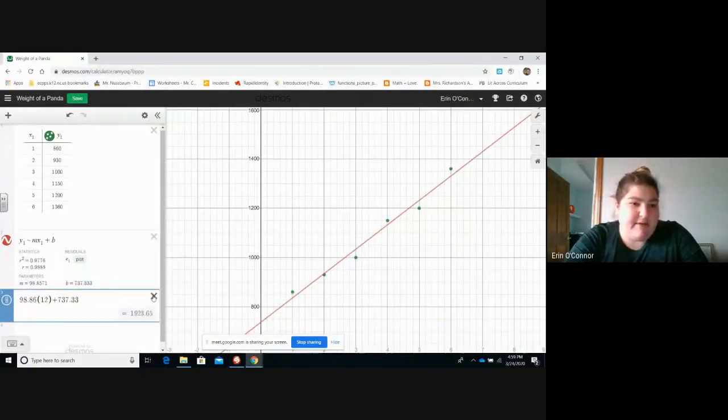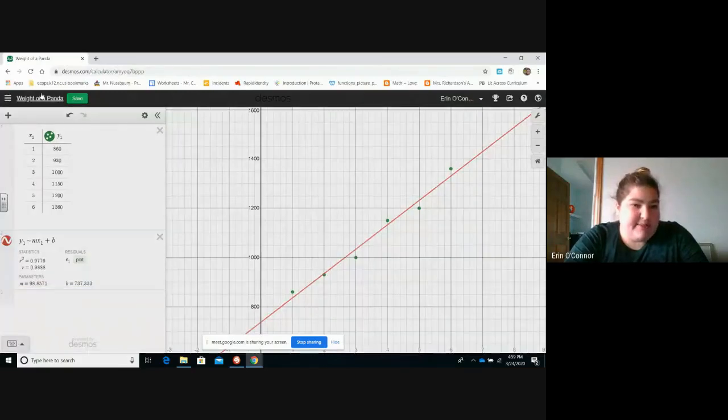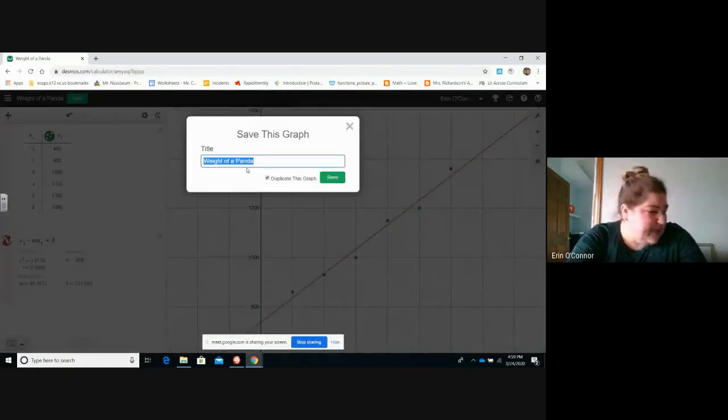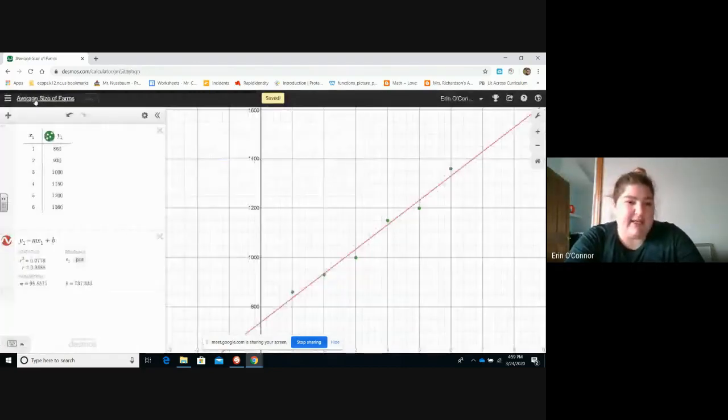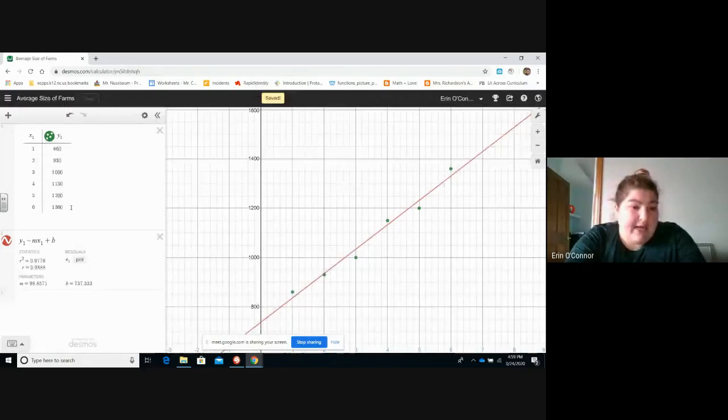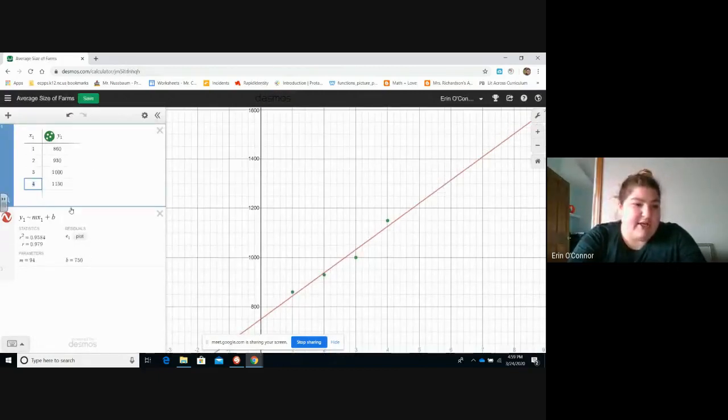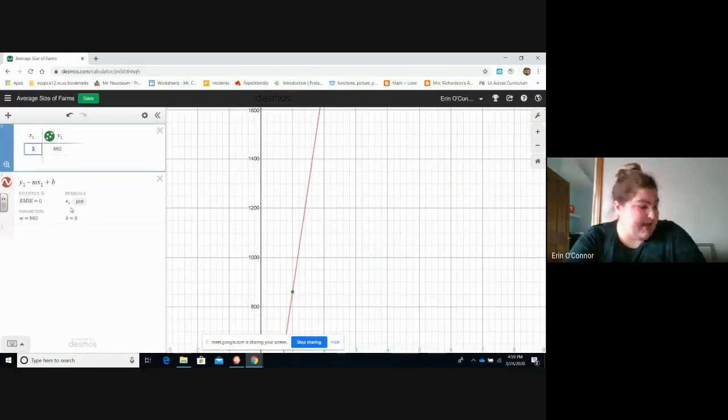I'm going to get rid of this. This one is going to be not weight of a panda like it was last time, but it is average size of farms. Remember, you can title your graph by clicking that on the left. I am going to show you how to do something else today that you're going to need to know for your project, so make sure you're paying attention.